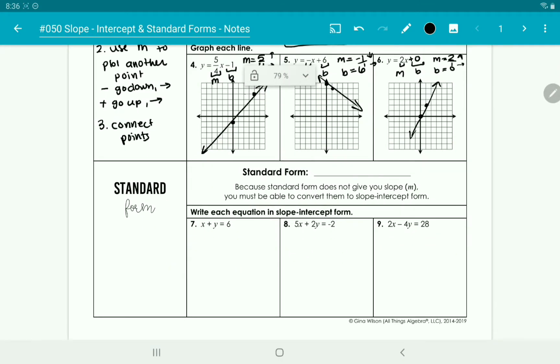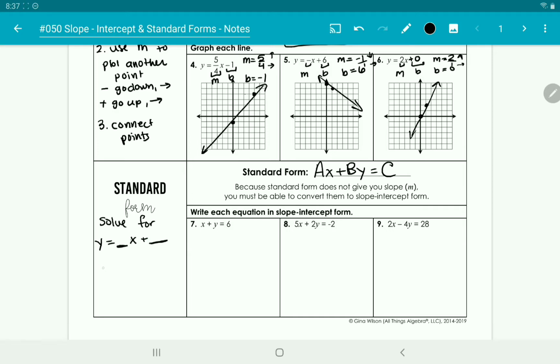So now we're going to be looking at standard form. So standard form is ax plus by equals c. So it's just some number times x plus some number times y is equal to some other constant number. Because standard form doesn't actually give you m, there's no m in this equation, the slope, then you have to be able to convert them or solve them into slope-intercept form. So remember, slope-intercept form, you're going to solve so that it has y equals something times x, and then it's going to be plus some other number.